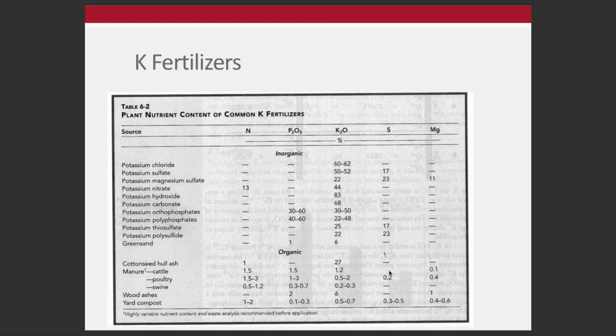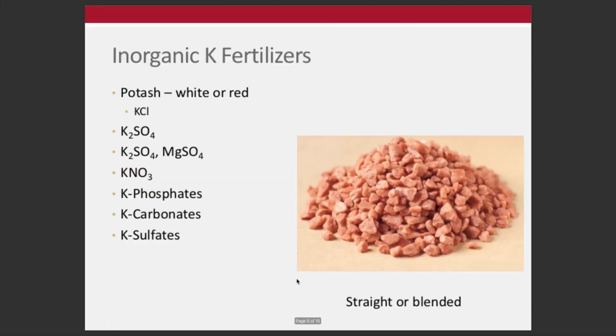There's lots of different types of potassium fertilizer, like this kind of terrible table shows you, and they can be in inorganic or organic form. There are lots of references to go find potassium fertilizer out there. So potash, KCl, comes in different types. We've got red or white. We've got potassium sulfate with magnesium sulfate, potassium nitrate, and there are potassium phosphates, carbonate sulfates, and these can all be straight potassium or blended with other nutrients as well.